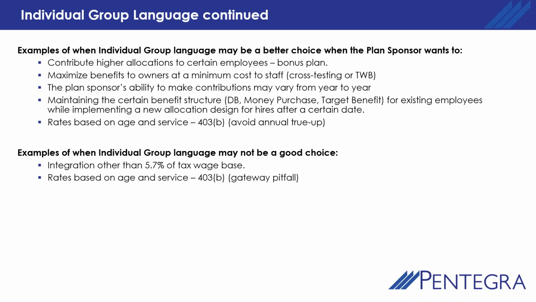Examples when individual group language might not be a good choice, as we discussed, are when it's integration that's different than the 5.7 of the tax wage base. Another time where it might not work is in a 403(b) plan if you have an allocation based on age and service, and there's one group that has a 0 allocation for the first 3 years. It's going to end up being a gateway pitfall. Gateway is required when you have individual group language because those rates are deemed no longer to be reasonable, and so the gateway rules would apply. So in that structure, it's not going to meet the objective of the client.